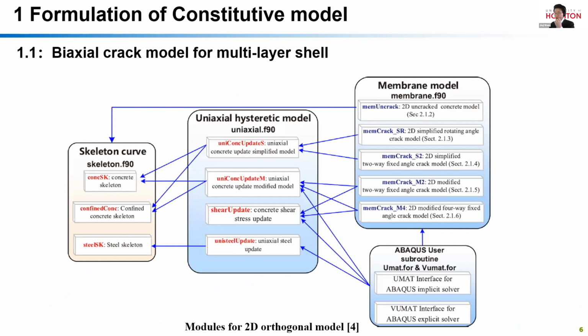This figure shows the modules of the proposed model, including the skeleton curves, the uniaxial hysteretic models, the biaxial models, and the interface to ABAQUS software, including the ABAQUS UMAT and VUMAT subroutines. A detailed discussion of these modules is illustrated in this reference. In addition, the one-dimensional model, as shown on the left, can be directly used in fiber beam-column elements in ABAQUS software using the UMAT and VUMAT interface.